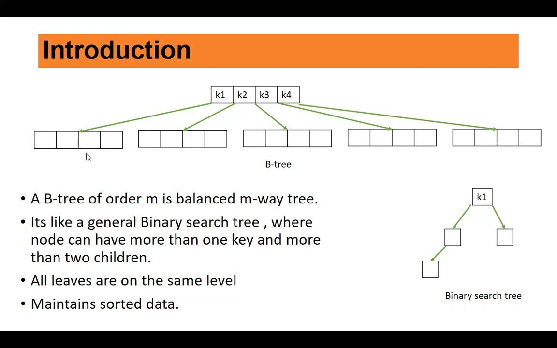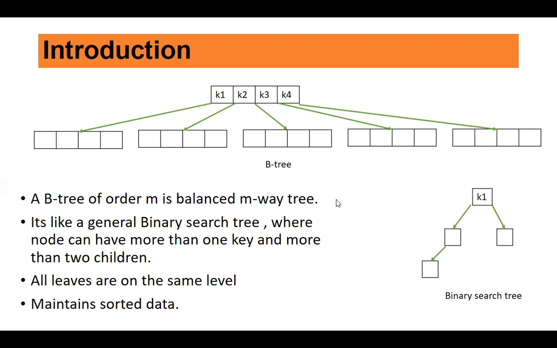Another property is that all the leaves are at the same level. You can see all the leaf nodes are at the same level, which is not the case in a binary tree or binary search tree. And it maintains sorted data. You can see that when you are storing the keys, they will be in ascending order. This concept will be more clear when we look at an example.